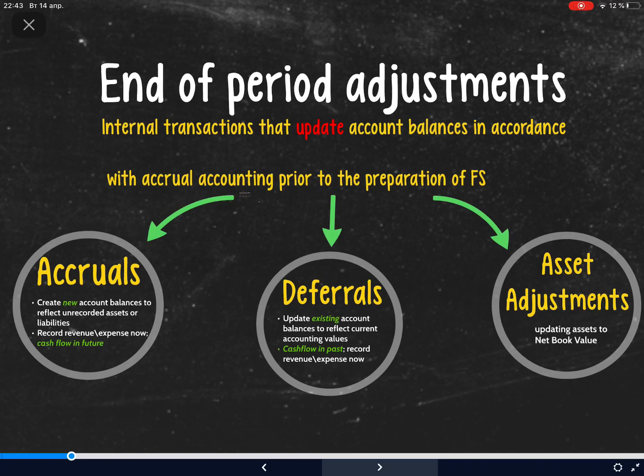End of period adjustments include accruals, deferrals, and asset adjustments. And using as an example question 16 out of University of London final exam of 2019, we can discuss accruals, deferrals, and asset adjustments and their nature. So let's start.